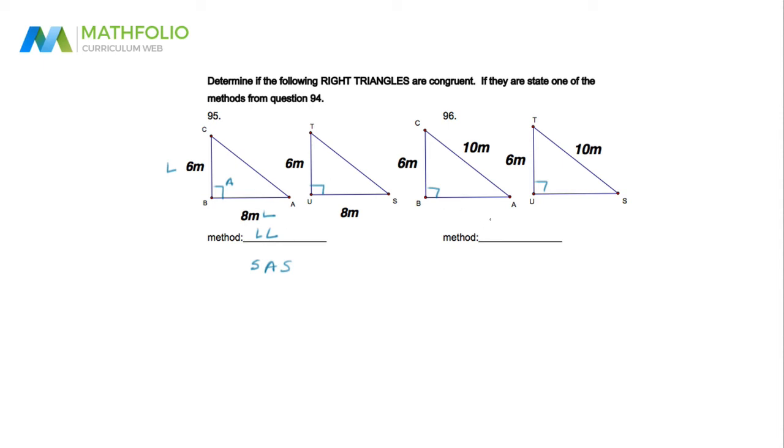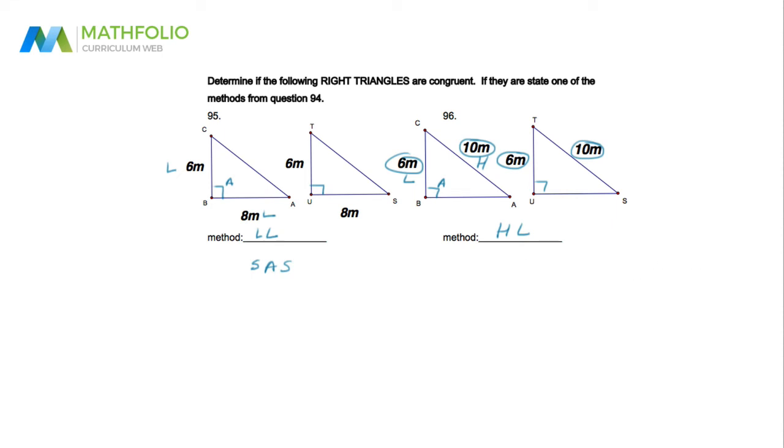Okay, over here 96, we are given a leg and also the hypotenuse, and sure, we know this angle, it's 90 degrees, so this one would be the hypotenuse leg theorem. The hypotenuse of these two right triangles are the same, congruent, and so are the legs, they're the same as well.